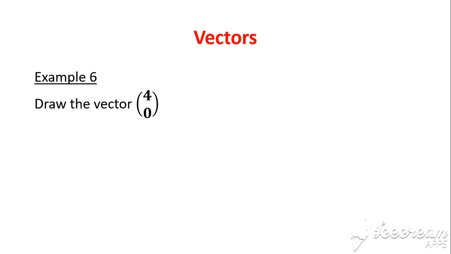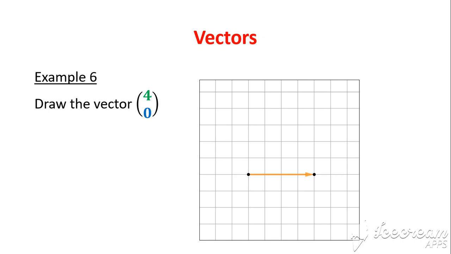Right, example 6. What about this tricky one? Draw the vector 4/0. So I've got my grid here. I've started at a particular point. The 4 means to go across 4 squares to the right. It's positive. And the 0 means do not go up or down. So I'm just going 4 squares to the right and not going up and down.